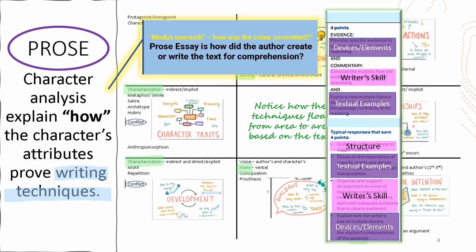Another way of understanding requirements of the literary argument essay is by comparing it to a crime. In criminal law, modus operandi is questioning how the crime is committed. The prose essay is how did the author create or write the text for comprehension using your knowledge of literary devices or elements. If you can remember that particular detail, then you should be able to make sure your line of reasoning for prose essay is not the same as your line of reasoning for literary argument.